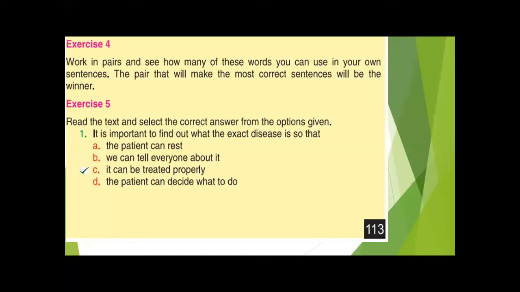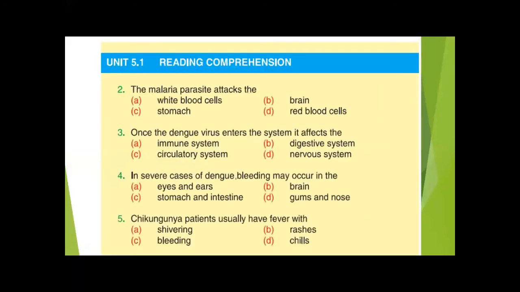Now, exercise 5, we will continue on the next page. Sentence number 2. The malaria parasite attacks the A. White blood cells, B. Brain, C. Stomach, D. Red blood cells. So the answer is D. Red blood cells, because the malaria parasite directly attacks the red blood cells.